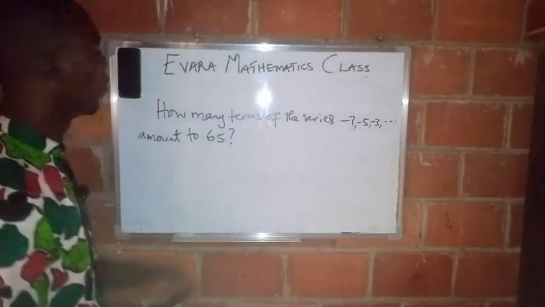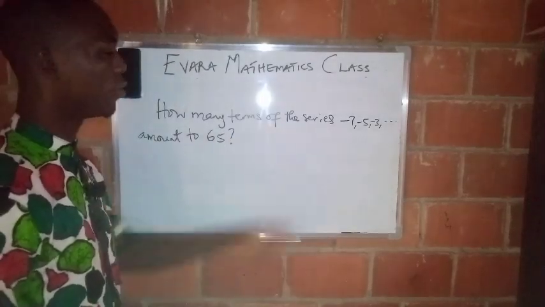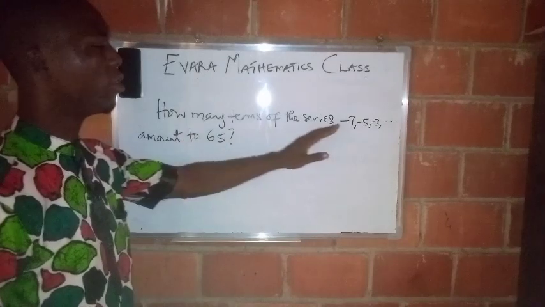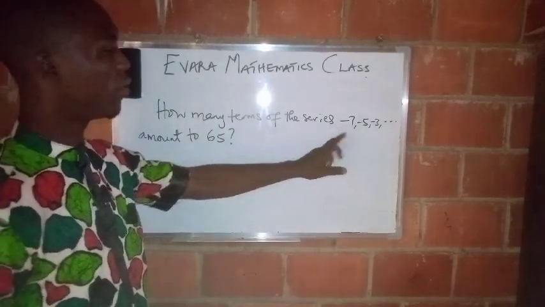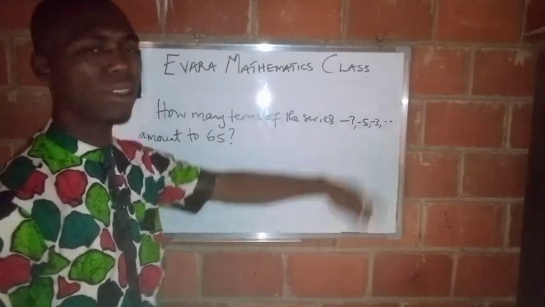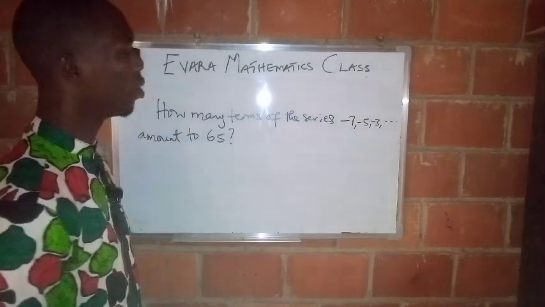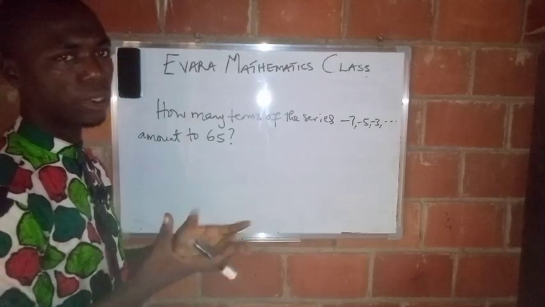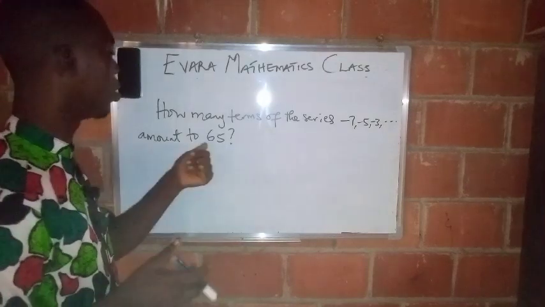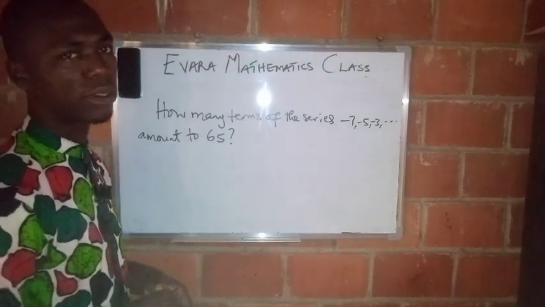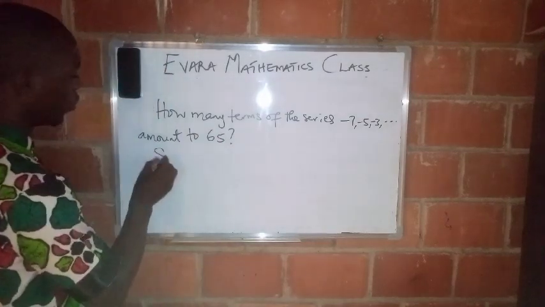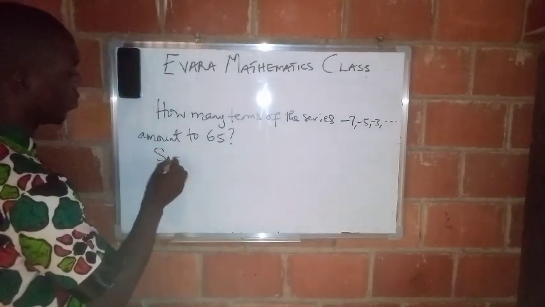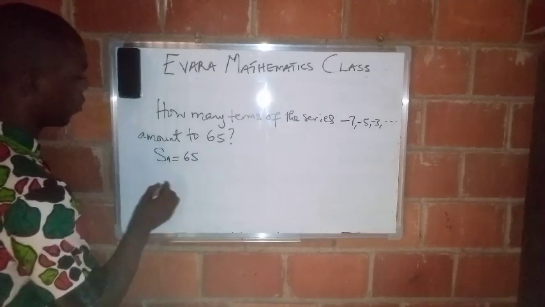Viewers at home, we have a question on a series. How many terms of this series amounts to 65? The series is given as -7, -5, -3, and so on. So, how many of the terms are we going to add for us to get 65? In this question, it means we have been given the sum to be 65.